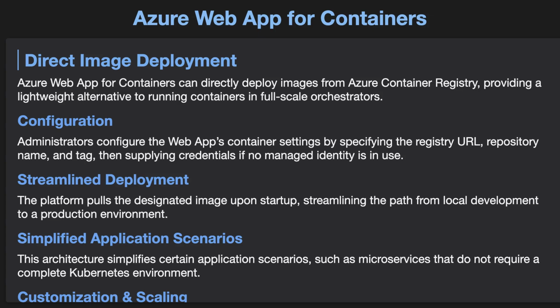The platform pulls the designated image upon startup, streamlining the path from local development to a production environment. This architecture simplifies certain application scenarios, such as microservices that do not require a complete Kubernetes environment. Developers can leverage environment variables, networking configurations, and scaling options within the web app to customize performance and connectivity.